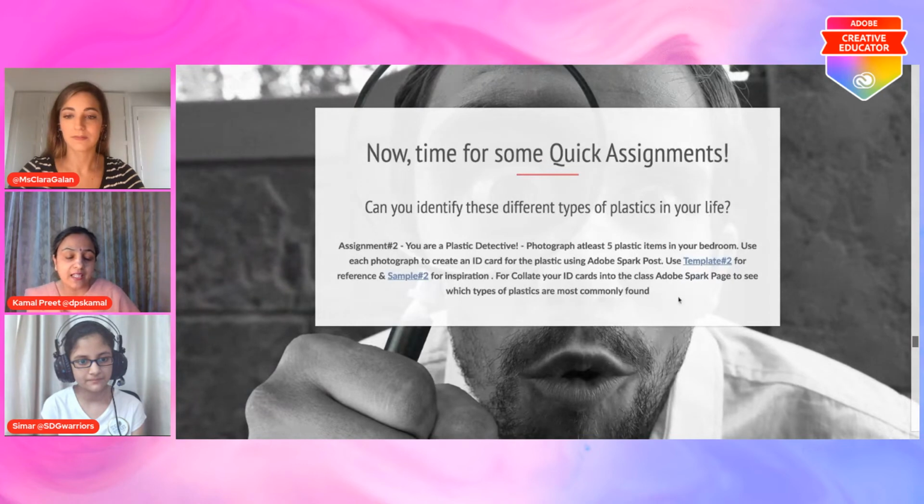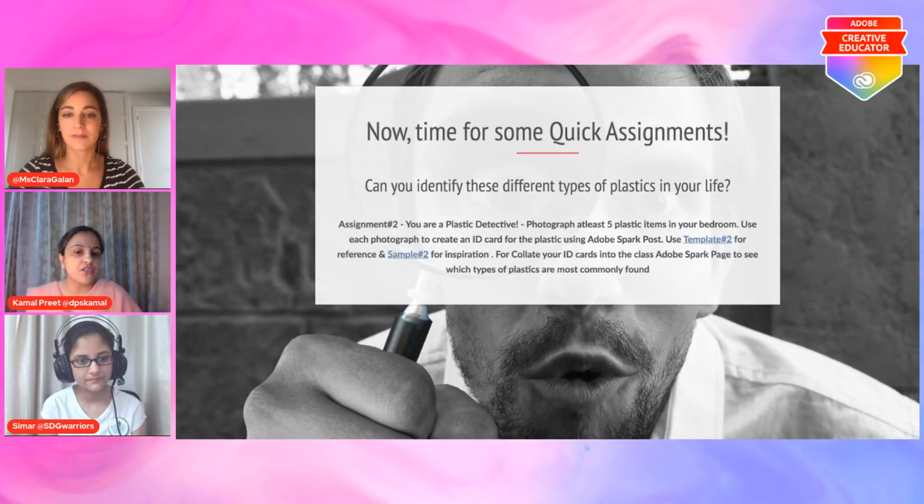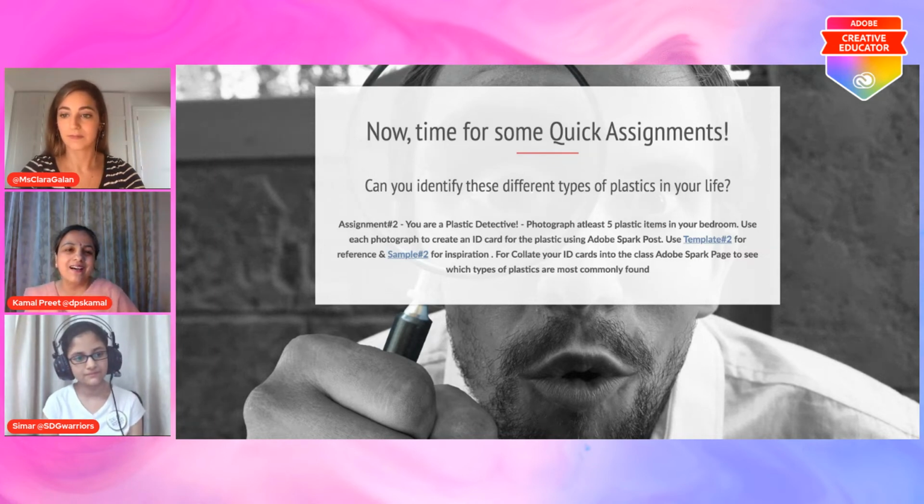Is it non-recyclable? So the children are not just studying about the thing, but they also get to use it in their daily life, identifying the different types of plastic. So it just goes on like this, a couple of assignments for the teachers to just pick up, and the children can implement this in their classroom.